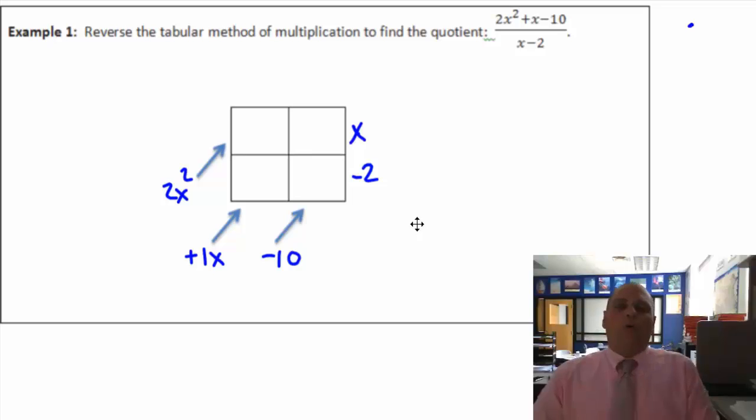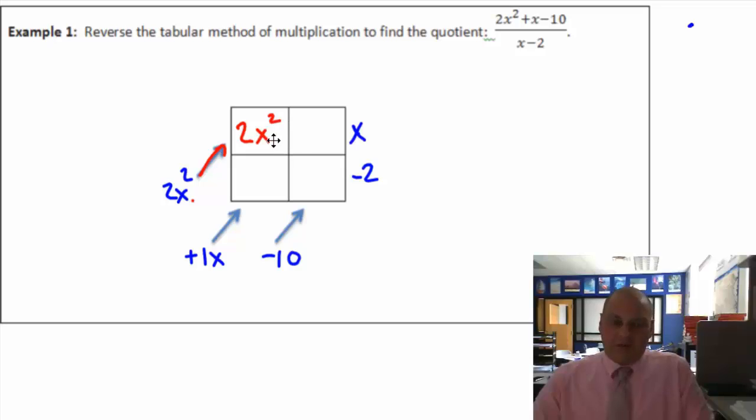So, what do I know? Well, see this arrow here? It's pointing to one box, isn't it? 2x squared is pointing to one and only one box. So guess what? That box better be 2x squared. What else could it be?